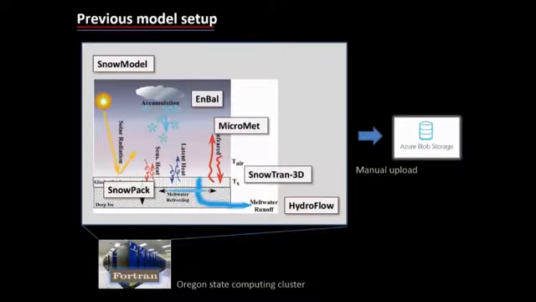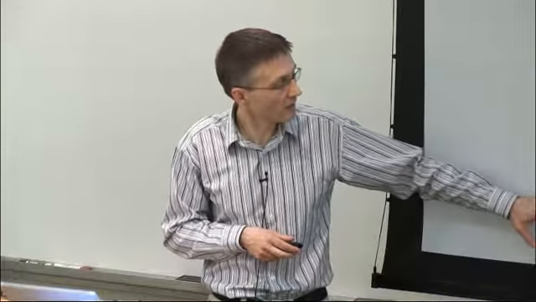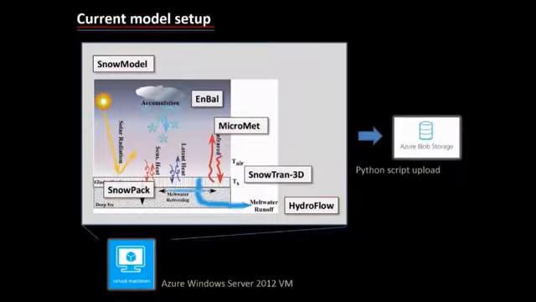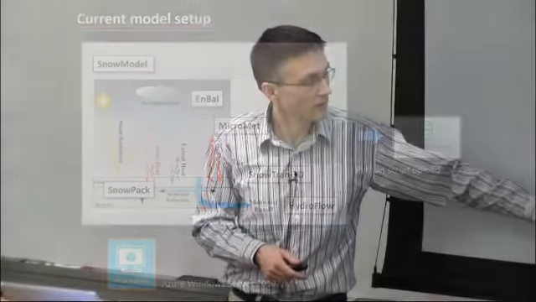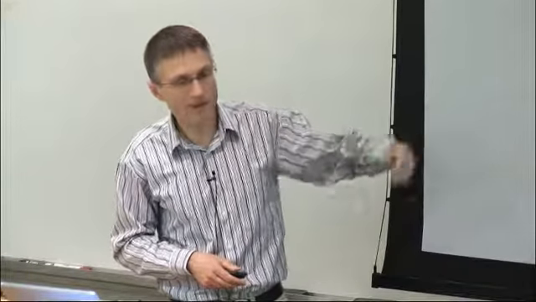I want to talk a little bit about our modeling work. Here's the way things were set up before I got started here. We're working with colleagues at Oregon State University. They run the Fortran code, this snow model with all its subroutines, on their cluster, and then manually upload it to our Azure Blob storage. One step forward we've made is to run those models on the Windows Server virtual machine, and then have a script that automatically sends it out to blob storage, and from blob storage through the API to the client.